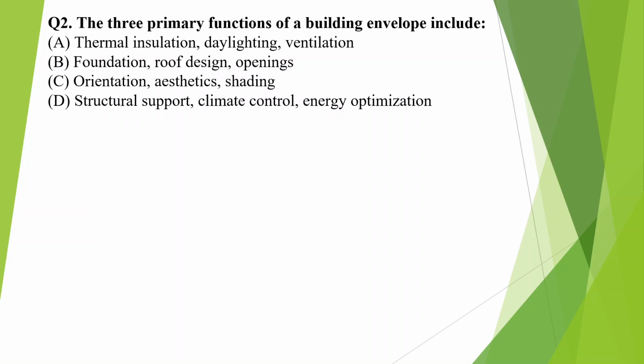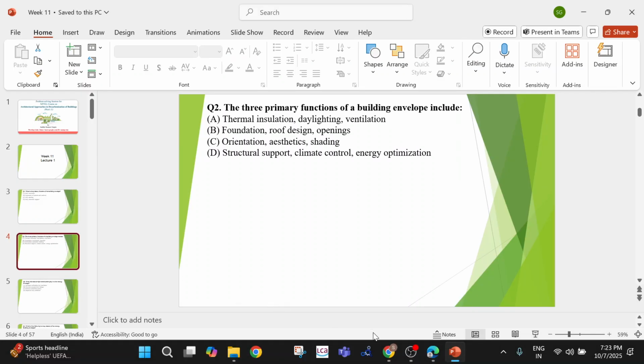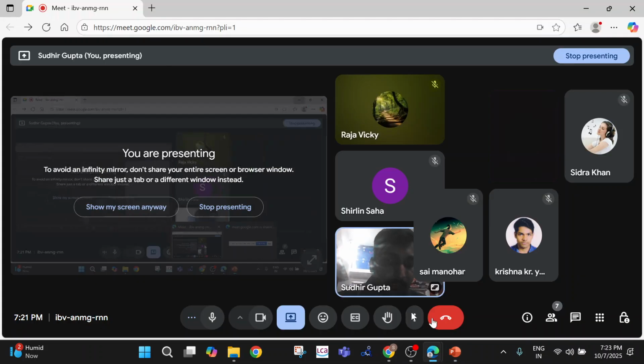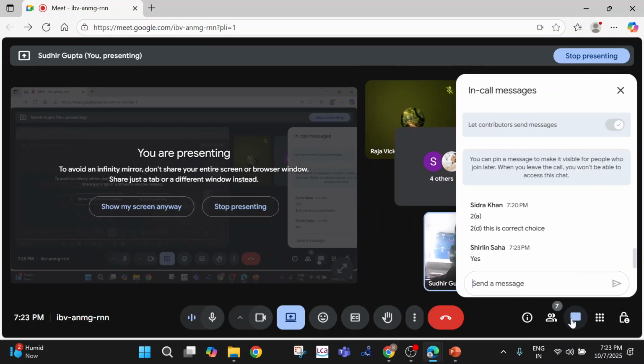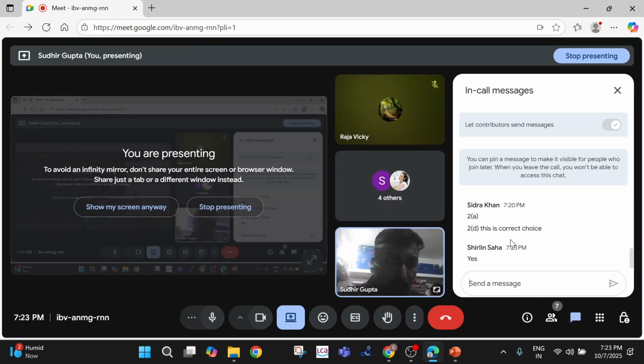Is it clear to all of you? As I can see, Sidra has mentioned clearly that option D is the correct answer, and she has understood also, and Celine is also saying the same. So can we move to the next question, guys?